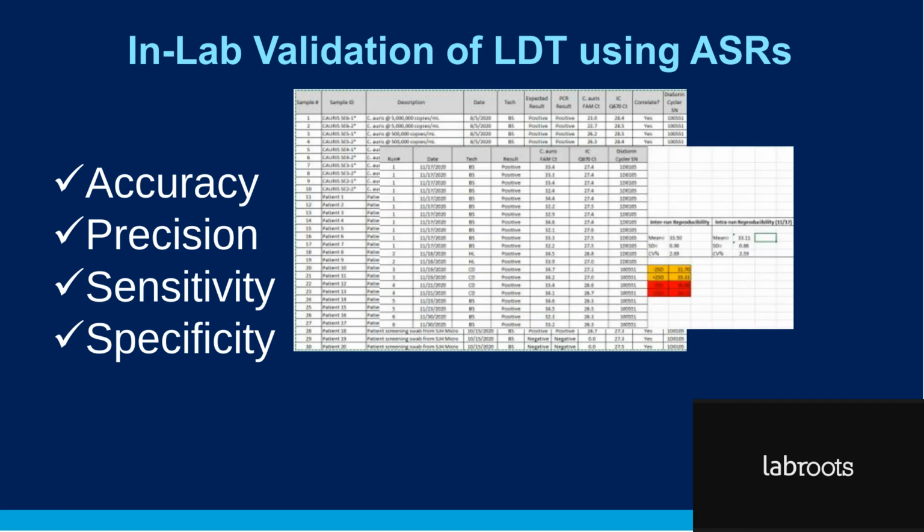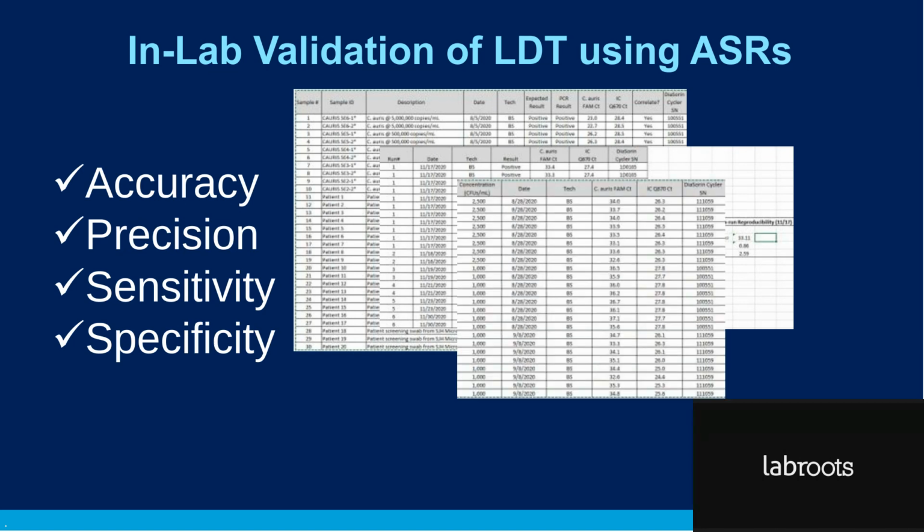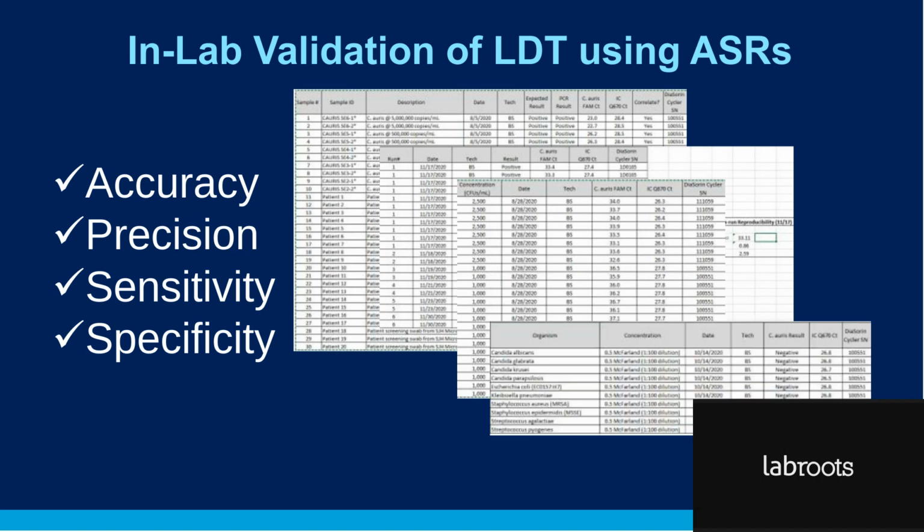For precision, we wanted to see how reproducible the study was over different days and different technologists, and we looked specifically at the coefficient of variation for reproducibility, looking at the CT values of the positive control. For sensitivity, we were able to get positive cultures at a known concentration and dilute those down and do our limit of detection studies. And for specificity, we looked at the performance of the assay against different types of Candida and other types of organisms as well.